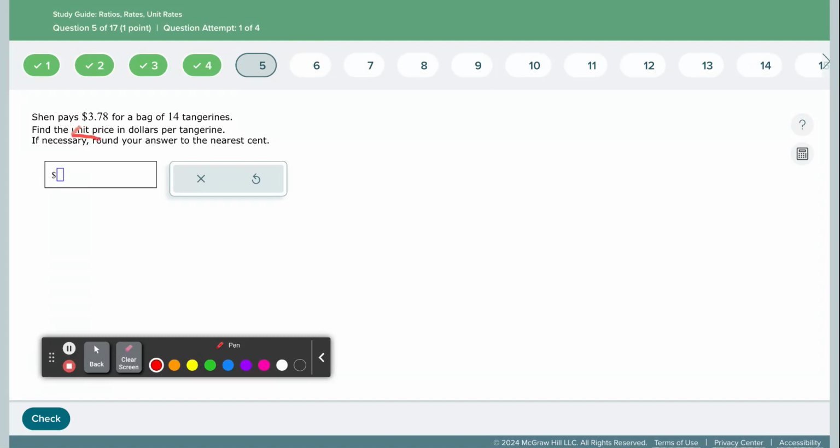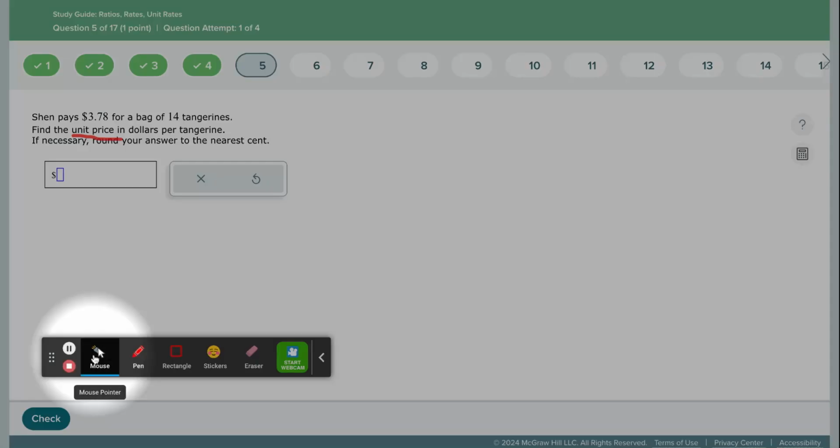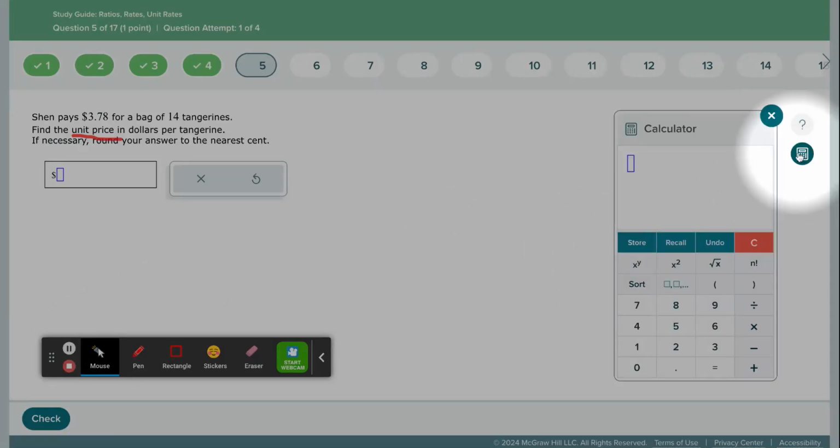So a unit price means, how much is it going to cost Sean for one tangerine? So I'm setting this up. If you go to your unit rate or unit price notes, you always start with your money, money, money, money, money. Okay, start with your money.